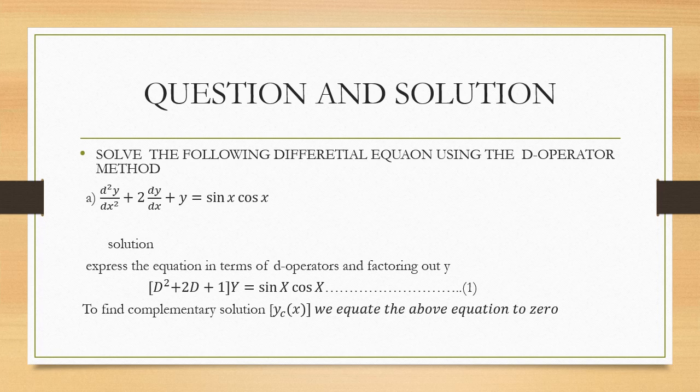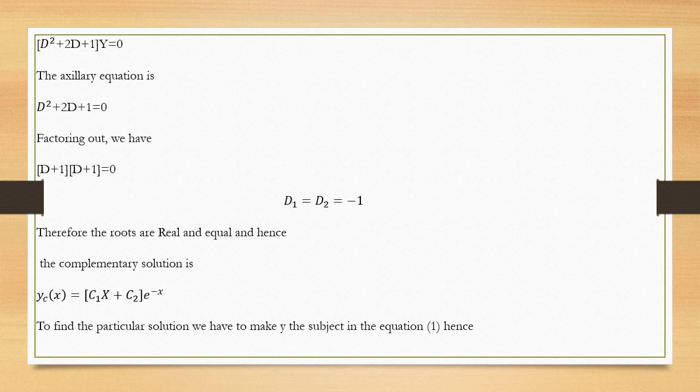Now we need to find the complementary solution and a particular solution. So we start by finding the complementary solution. The complementary solution is found by equating the first equation to 0. Equating equation 1 to 0, we have (D squared plus 2D plus 1) y is equal to 0.